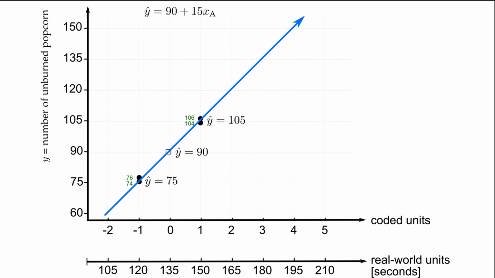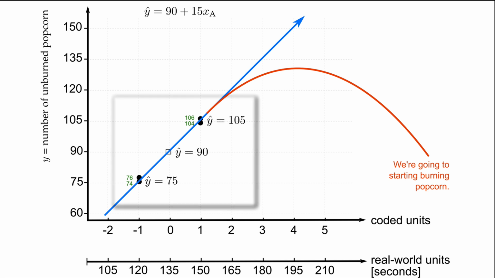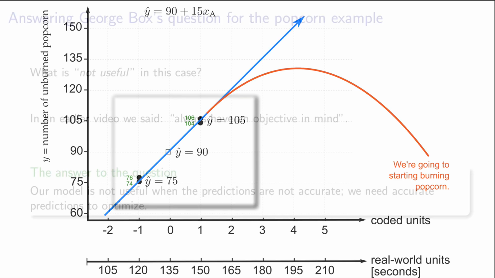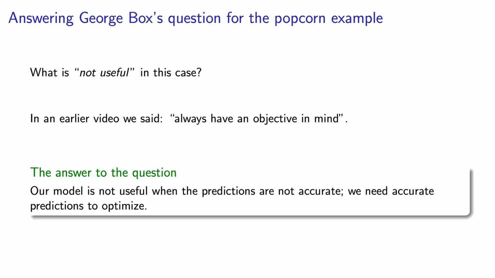If I cook the popcorn for longer times, I would expect that I'm going to start to burn it, and this outcome variable will quickly start to decrease, definitely not increase. But back over here, in this region on the left, the model is perfectly valid. This is a great illustration of the famous quote by George Box, who I've now mentioned several times in the course videos. He said, all models are wrong, but some are useful.